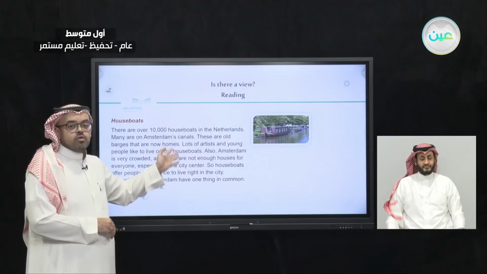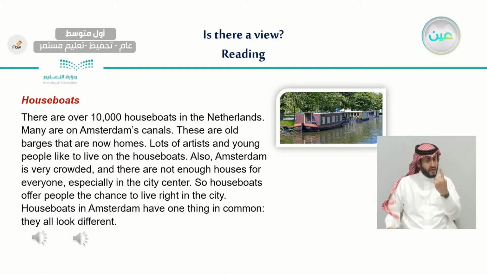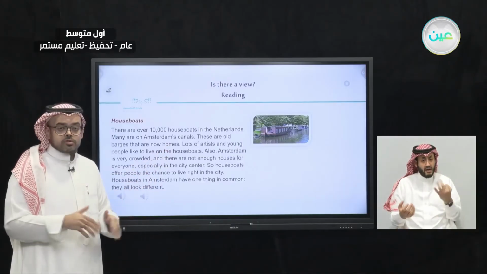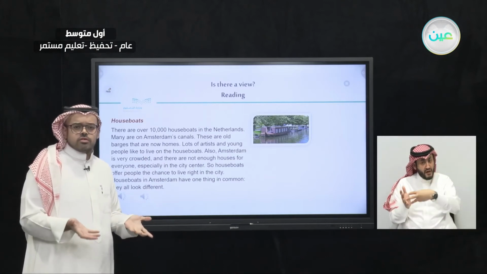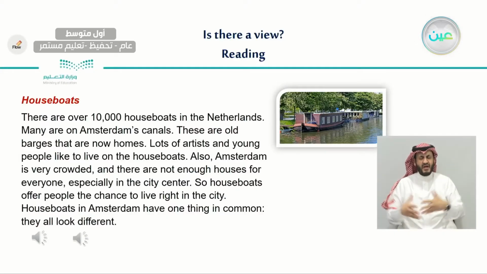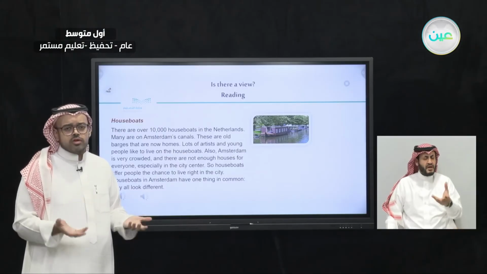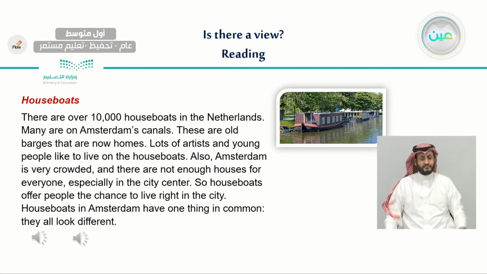This text talks about the houseboats in Amsterdam, and they say that they have not one, not two, they have 10,000 houseboats in Amsterdam. Why do they have 10,000 houseboats? Because it says here that Amsterdam is very crowded and there are not enough houses in the city. So this is why people live in houseboats. And who wants to live on a houseboat? It says that artists and young people like to live on those houseboats.